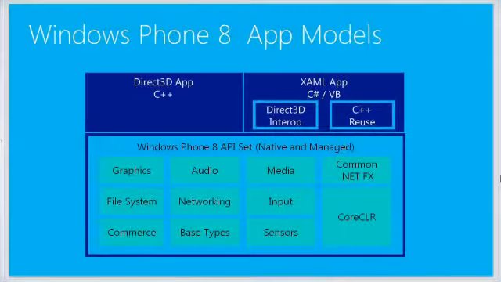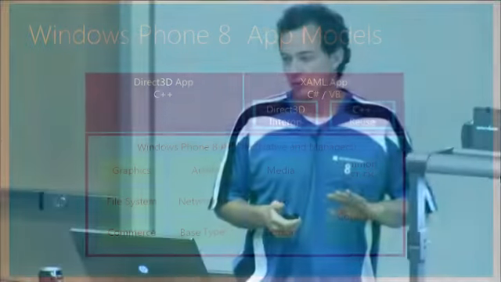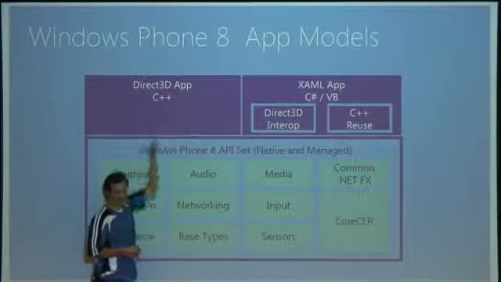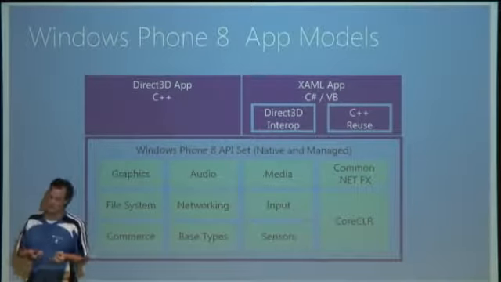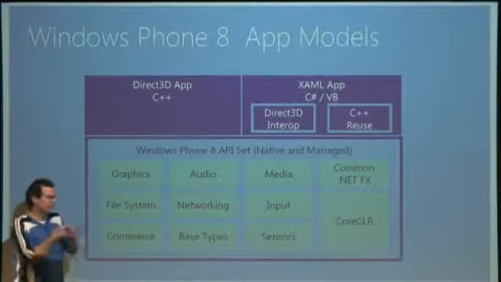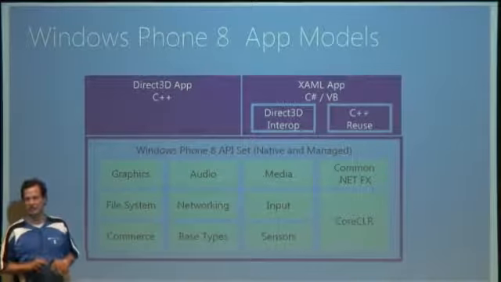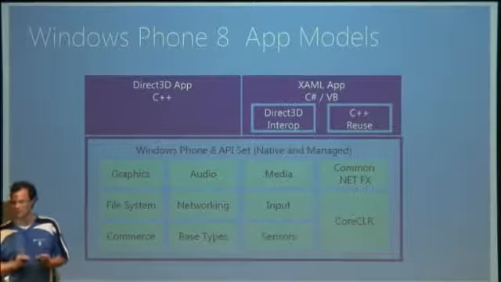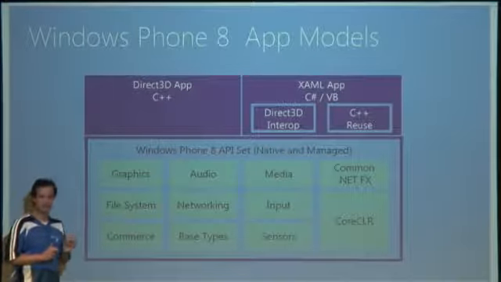Okay, so a little bit of a busy slide, so I'll talk through it. There are really 2 app models in Windows Phone 8 now. You have a Direct3D app, a C++ app, which I just showed, based off of that template. It's pure native. There's absolutely no managed code running in it. The CLR is not loaded into the process. It is a to-the-metal app model.